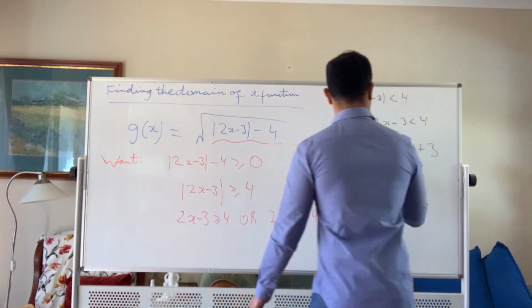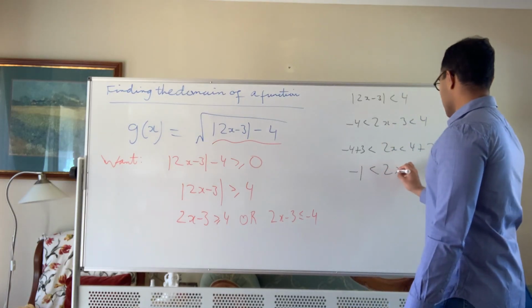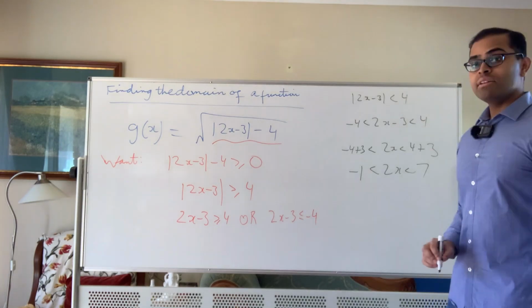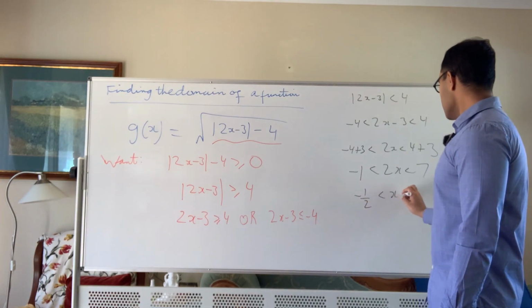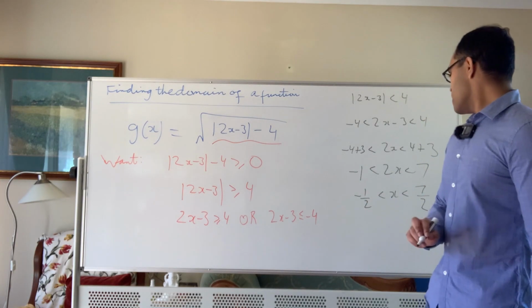So we're going to have -1 is less than 2x is less than 7. And now we can divide by 2 on both sides. So we get -1/2 is less than x is less than 7/2.